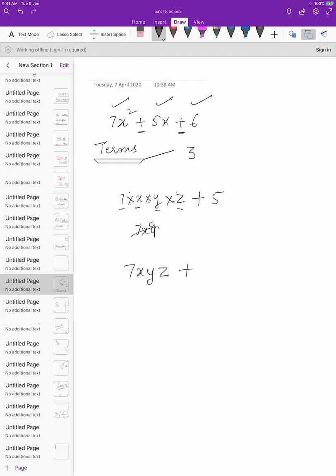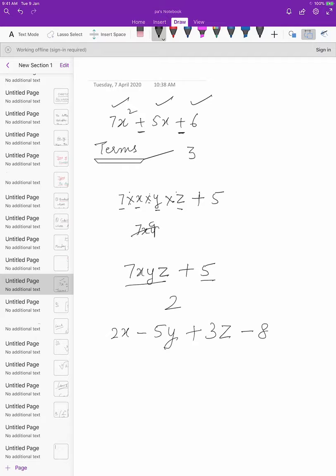7xyz plus 5. So that means how many terms are there? 1 and 2. So there are 2 terms in this polynomial. Okay. Similarly, if I write, say, 2x minus 5y plus 3z minus 8. Is this a polynomial? Yes.